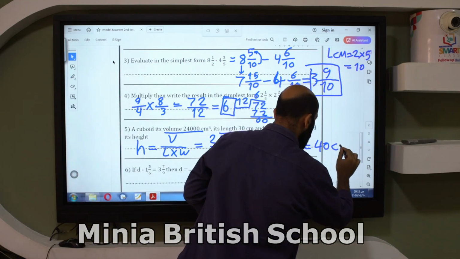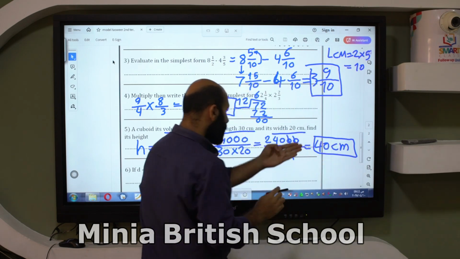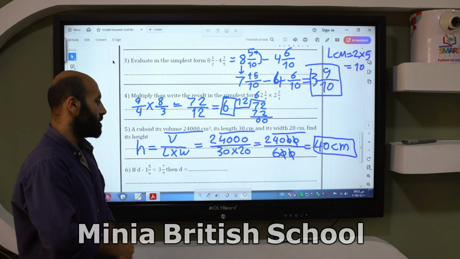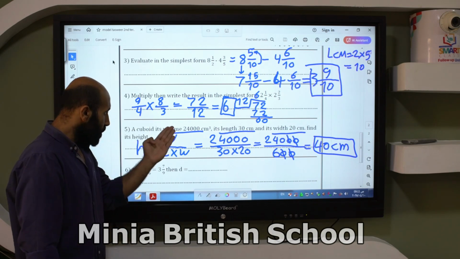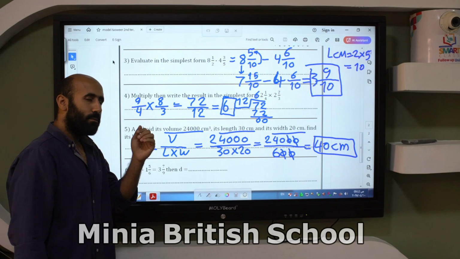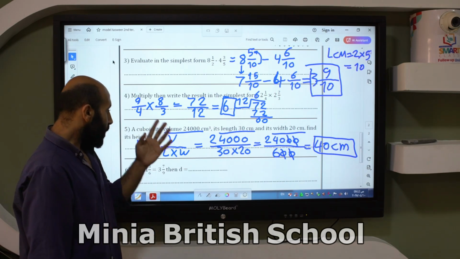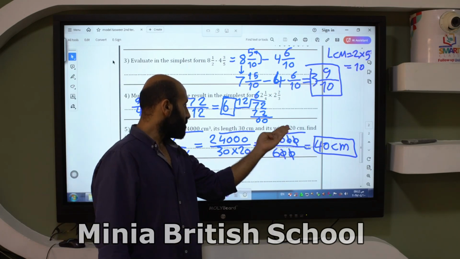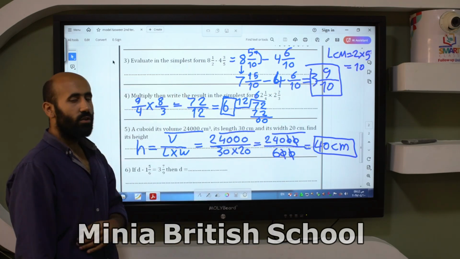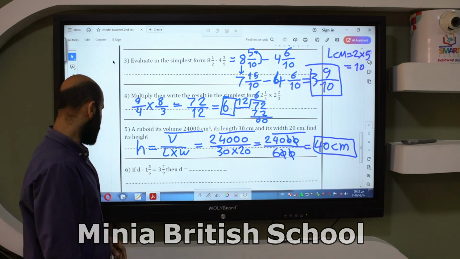If you want to check whether your answer is right or wrong, multiply 40 times 20 times 30. If you got 24,000, that means your answer is right. If you don't, please try again. Be careful in this case, okay? If I want to check 40 times 20 times 30, and I think you all got it, 24,000, okay? Let's get to the next one.